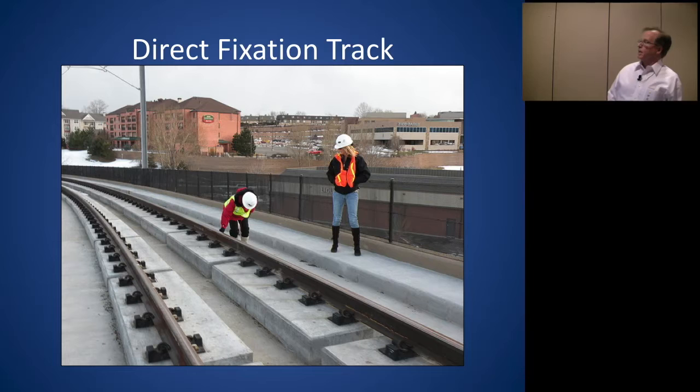Okay. There are different kinds of tracks. This is called direct fixation track. You've got a concrete plinth here. It's kind of hard to see, but this right here is a rubber encased pad that you set the rail on, so it isolates the rail from ground.